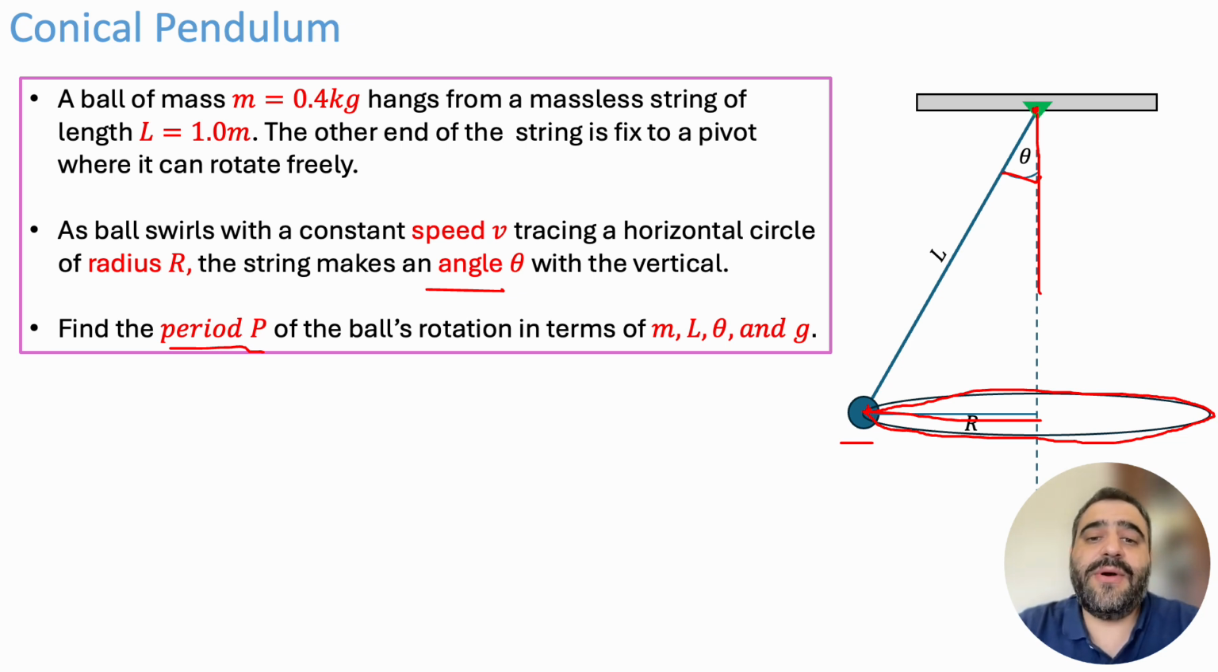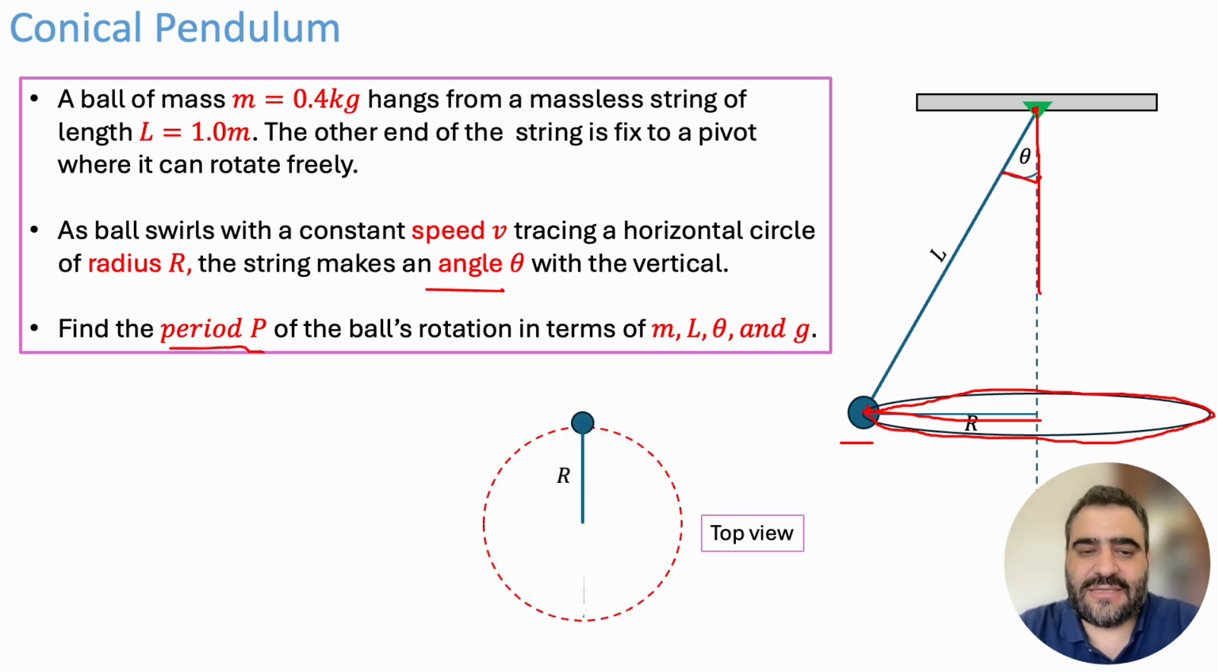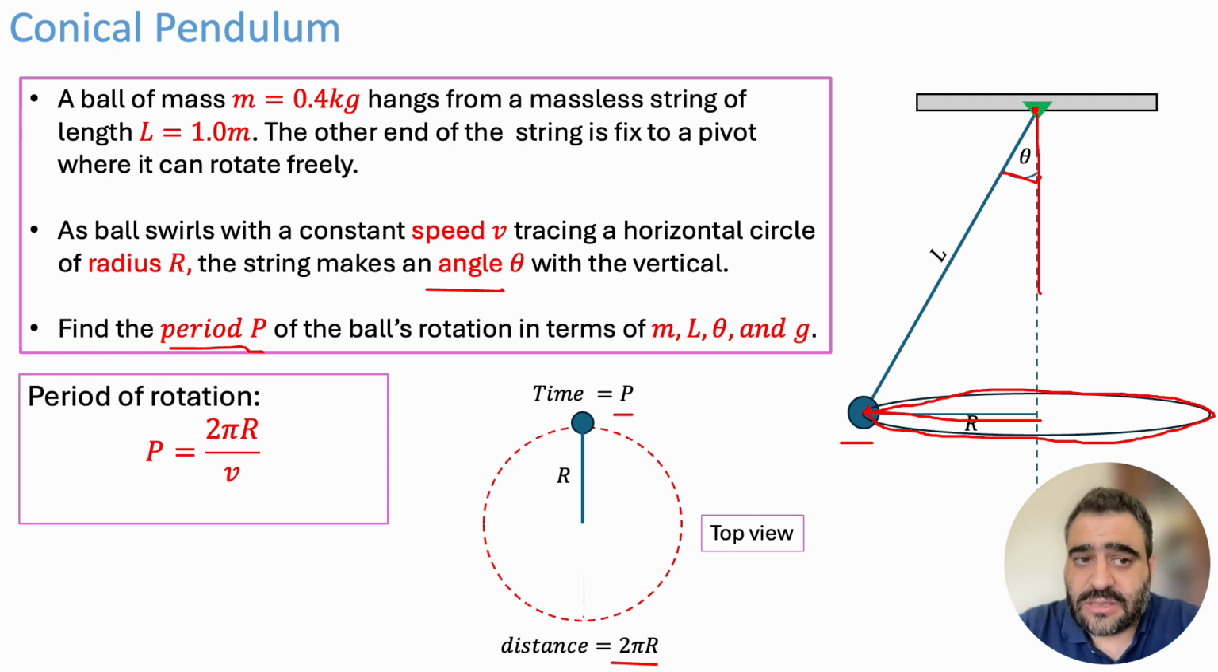So let's remember what the period is. If we take a top view of the ball as it rotates, it's tracing a circle of radius r with a constant speed. As it goes around for a full circle, it covers a distance equal to the perimeter of the circle, 2 pi r. And the time it takes to complete this full circle is the period of rotation P. Hence, since the speed of rotation is constant, I can write that the period is equal to the distance over the speed, so it's 2 pi r over v.